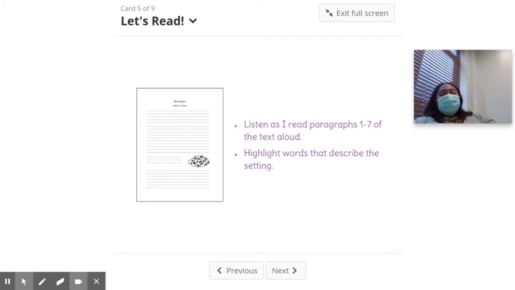As you listen, I want you to highlight words that describe the setting. So, what is setting? We all should know what setting is, because we have been discussing setting since maybe even elementary school. The setting is the time and the place in which the book, the novel, the story, or anything is set, whether it's fiction or nonfiction. So as you listen to the first 7 paragraphs of The Lottery by Shirley Jackson, highlight words that tell you about the setting.